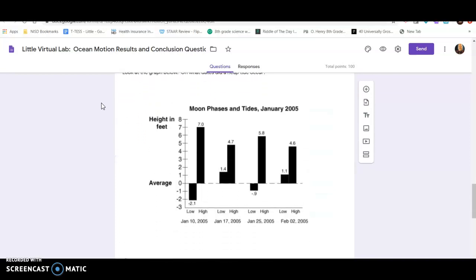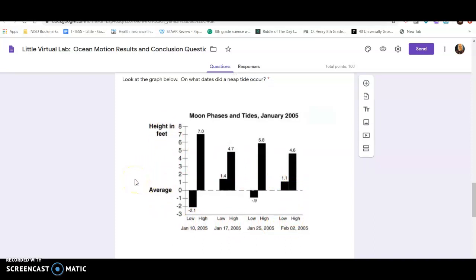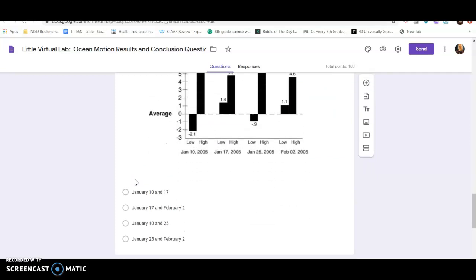Look at the graph below. On what dates did a neap tide occur? Make sure you study the graph, kids. Make sure you notice that there's 4 dates that are given. Their low and high tide bars are provided for each of those dates, and their height in feet. Did it occur on January 10th and 17th, January 17th and February 2nd, January 10th and 25th, or January 25th and February 2nd?